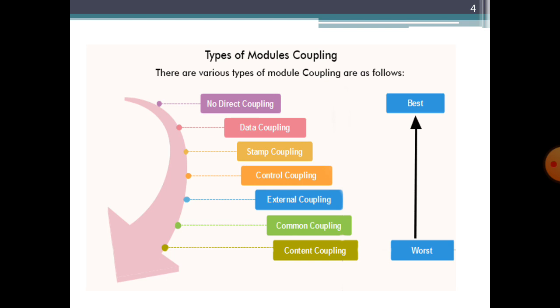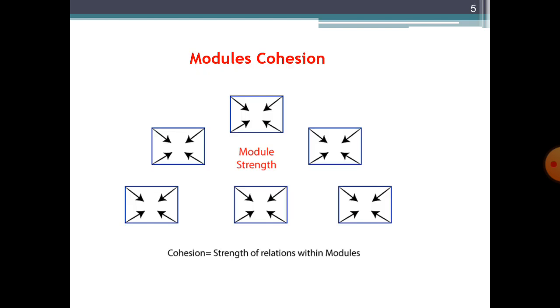You should clarify your concepts here. A good program should have minimized coupling, and if you are ranging towards non-direct coupling, your program or system has minimized coupling. If your coupling is ranging towards content coupling, your program has high coupling, which is a sign of the worst design.